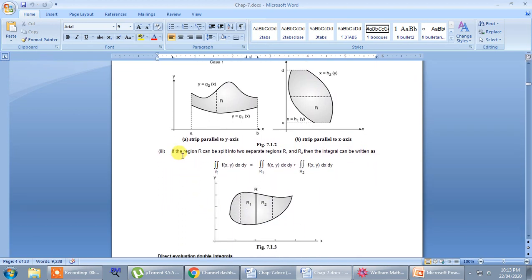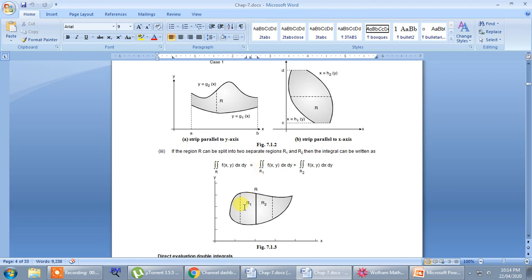Thereafter, suppose that your region of integration is like this, as shown in figure 7.1.3, and you divide this region into two regions, R1 and R2, as shown in the figure. This dotted line is indicating the strip. This strip will move from left to right if it is a vertical strip, and if you have a horizontal strip, it will move from bottom to top.